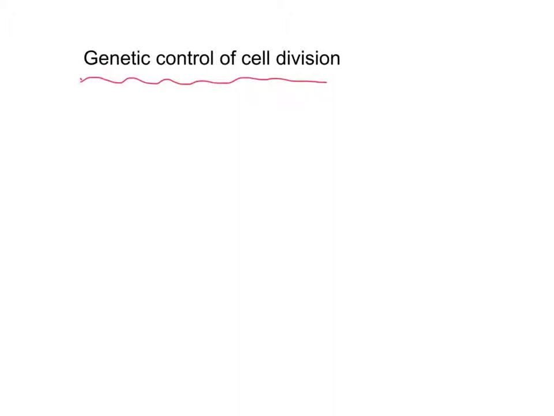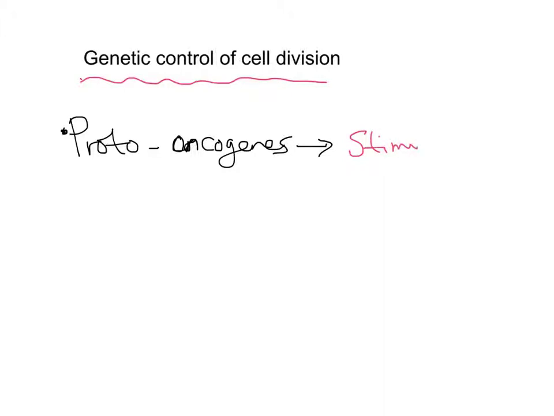Now, cell division is controlled by genes, and it's controlled by 2 particular types of genes. The first one that I want to mention are the proto-oncogenes. Now, the proto-oncogenes are the ones that stimulate cell division. So proto-oncogenes stimulate cell division.